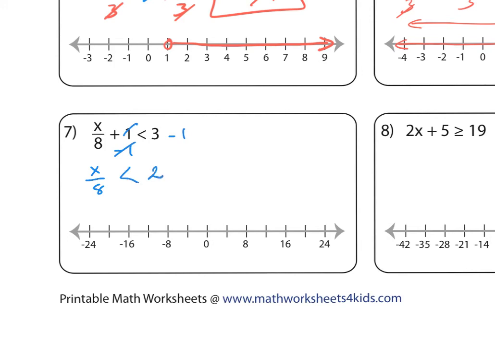The next step, I have to get rid of 8 as a denominator here. This is like 1 over 8. So in order to cancel the 8 as a denominator, I need to multiply by 8. And that's going to be x less than 16. In this case, it's going to be all the values to the left of 16. It's going to be an open circle because 16 is not included.